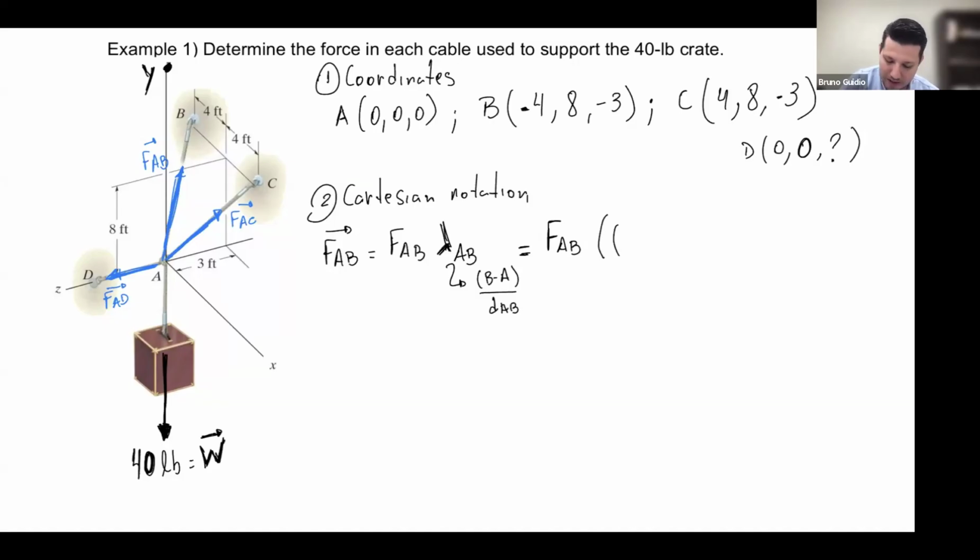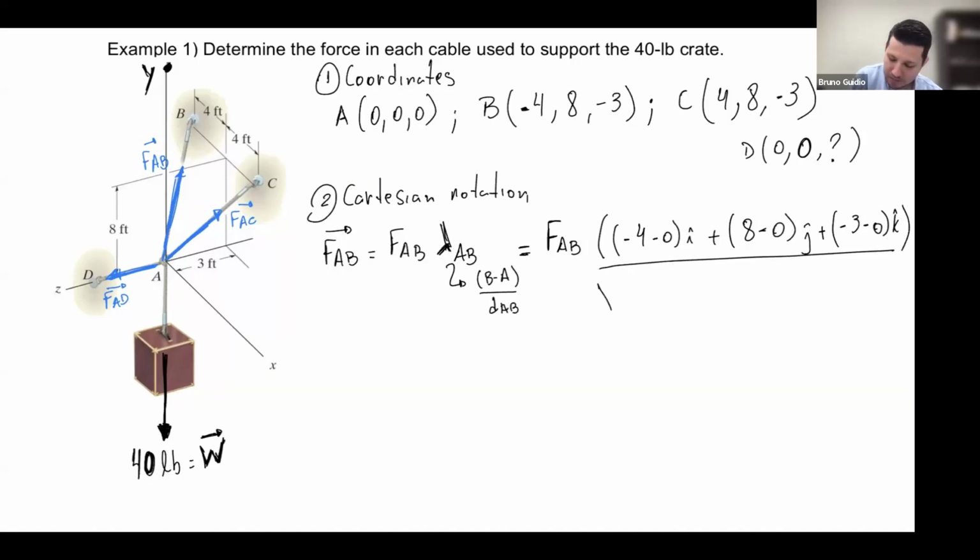What is B minus A? Minus 4 minus 0 i, plus 8 minus 0 j, plus minus 3 minus 0 k. This is B minus A, divided by the magnitude: minus 4 minus 0 squared plus 8 minus 0 squared plus minus 3 minus 0 squared.